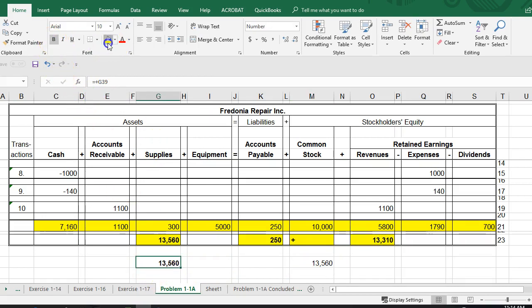So remember that when recording your business transactions, your accounting equation must always be in balance. Your assets must equal your liabilities plus your owner's equity. This is our first lecture on how to utilize the accounting equation.